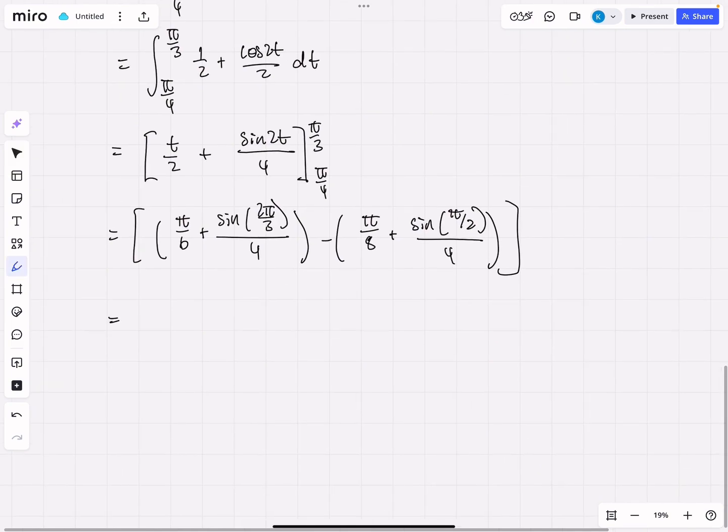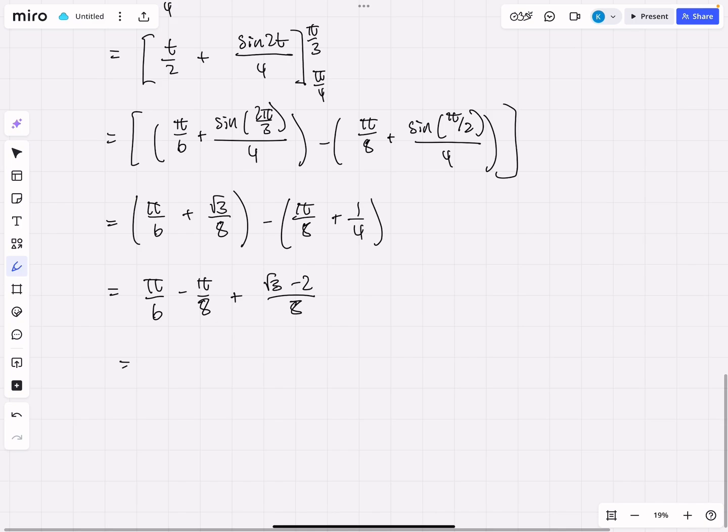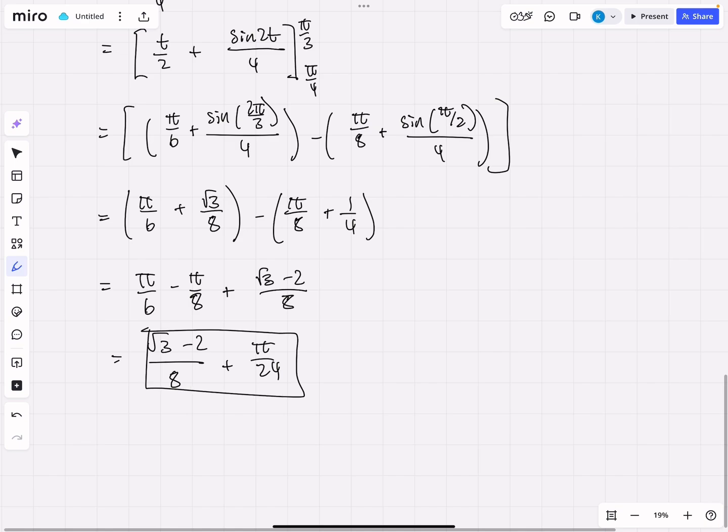So this is going to give us, when you simplify, pi over 6 minus pi over 8 plus root 3 over 8 minus 1 over 4, which simply equals root 3 minus 2 all over 8 plus pi over 24 as required. Okay, perfect.